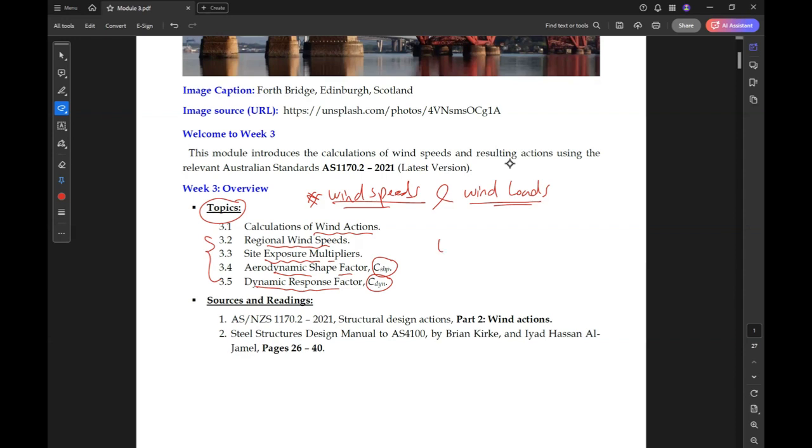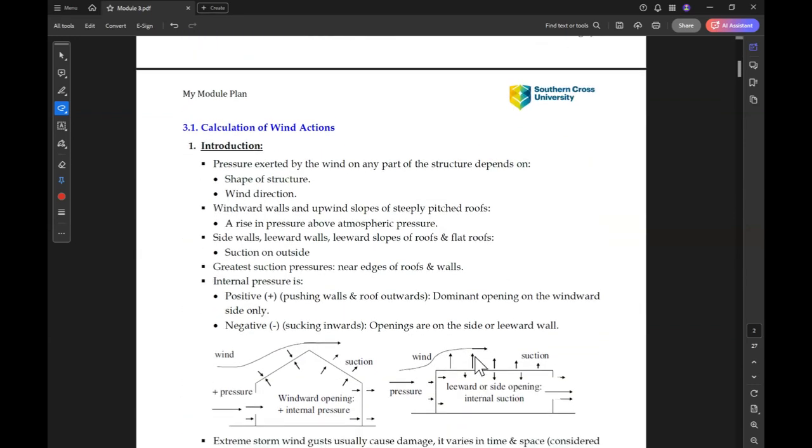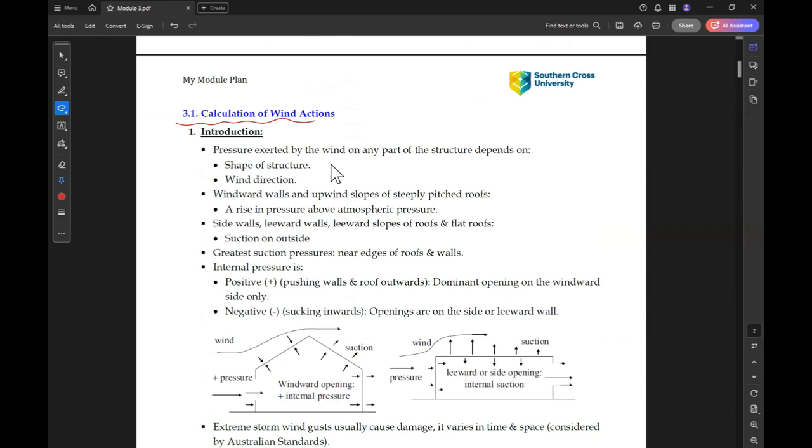Okay, so mainly all our lecture today will be about wind loads and all the data extracted from the Australian Standard 1170.2. You can have a look on the Australian Standard, and also this is the reference book. You can have a look on how to calculate the wind loads in this book. So the first step is calculation of wind load. So we have the pressure extracted by the wind on any part of the structure depending on the shape of the structure and the direction of the wind.